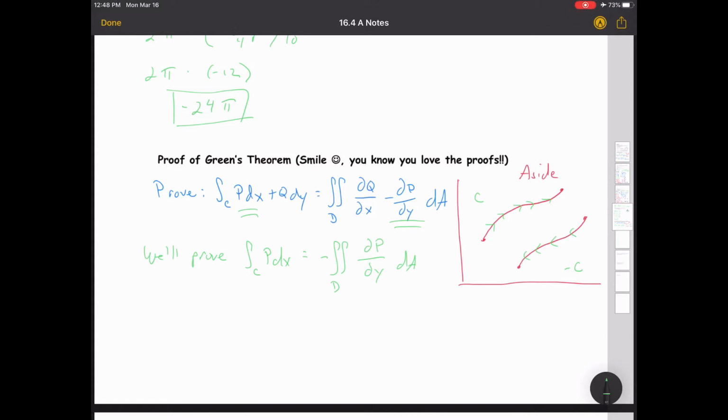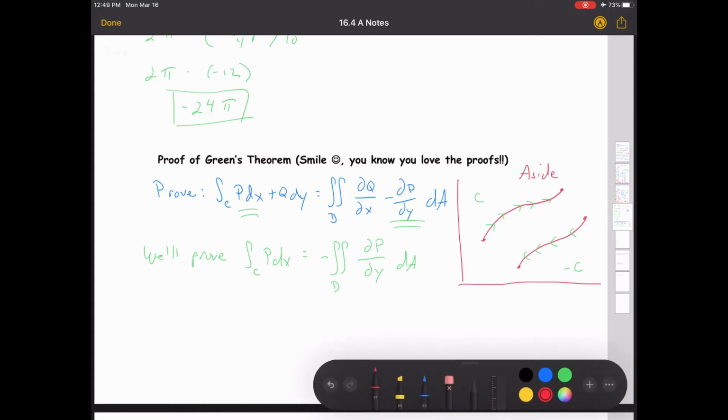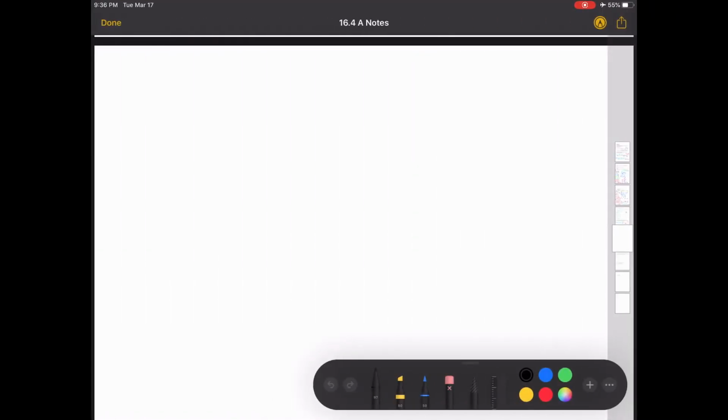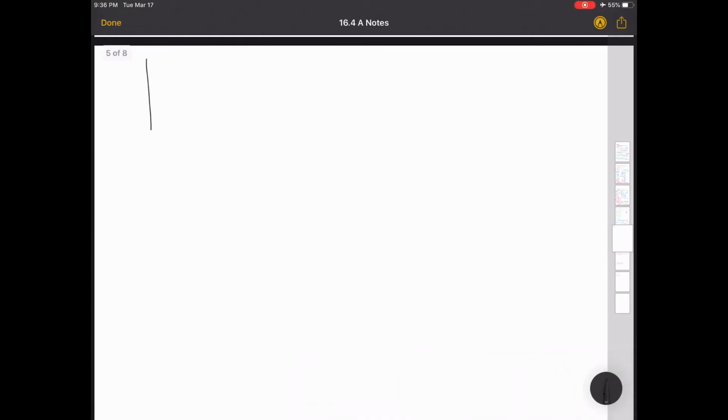So again, we're going to prove the one that I wrote in green over there on the left. You can, if you choose, prove that the line integral of Q dy is the double integral over D of dQ/dx dA. You can prove that one on your own at some point if you find that you have that desire. Alright, so let's see if we can do this proof. Not the easiest to follow, so I'll do my best to help you guys along here.